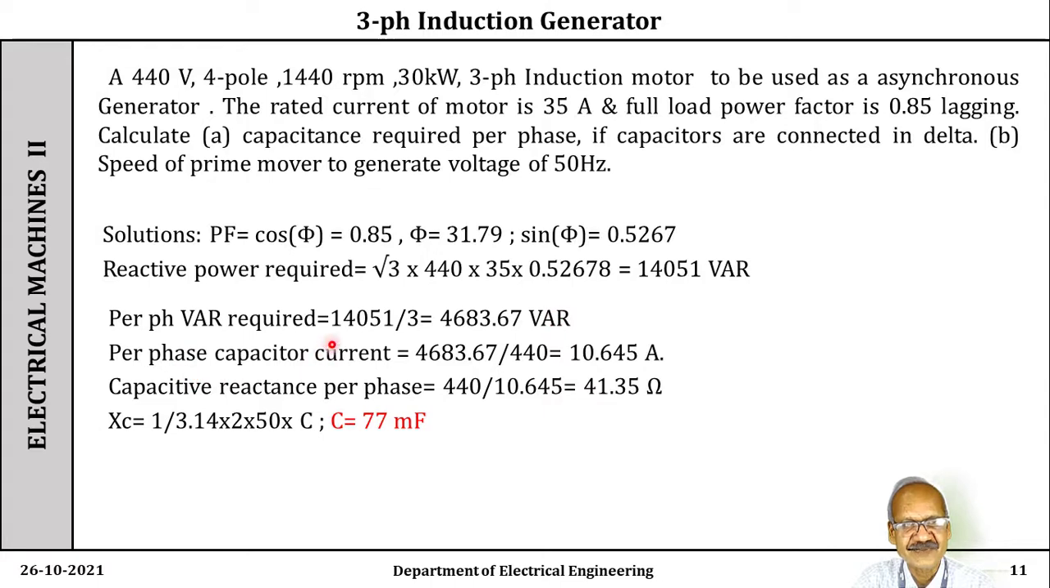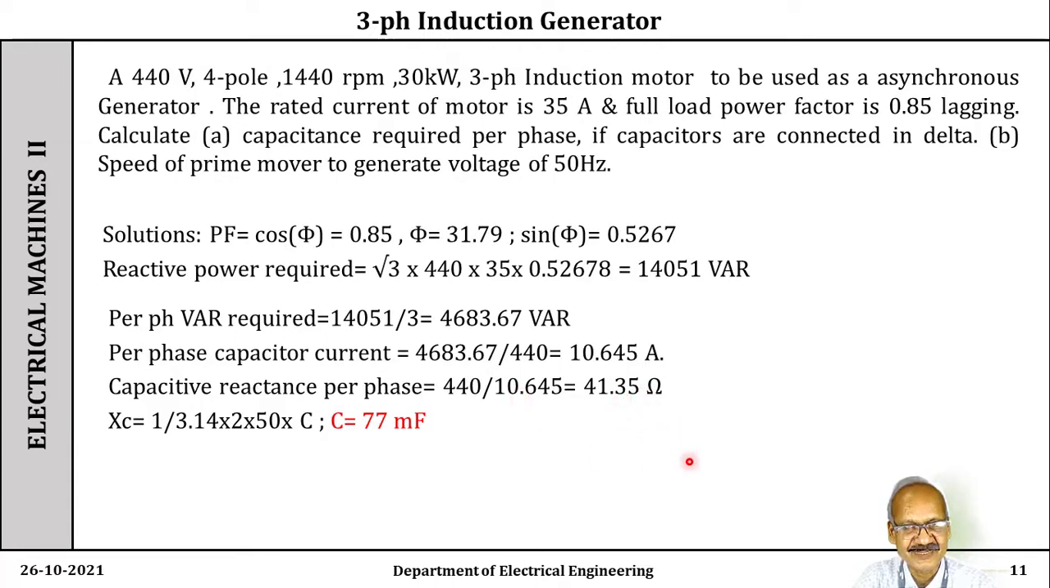Now therefore per phase capacitor current will be, see, as the capacitor bank is connected in delta, the per phase voltage and line voltage are the same. The per phase voltage will be 440, and therefore the VAR divided by voltage will give you the ampere. Okay, so the per phase capacitor current is equal to this much divided by 440, and that is 10.645 ampere. Once you know the capacitor current, the capacitive reactance per phase will be this voltage divided by current, that is the reactance, and that is 41.35.